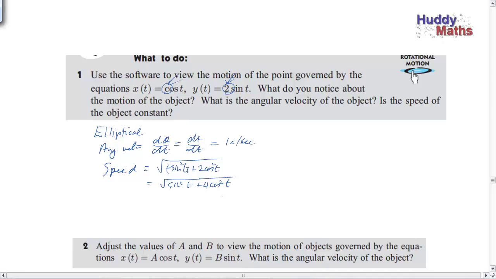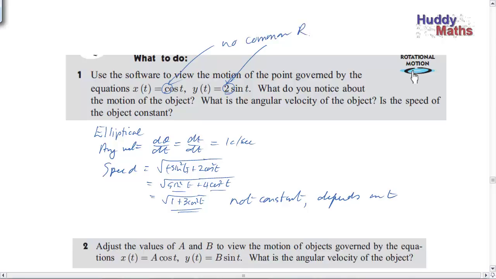So we can't actually get rid of that sine squared plus cos squared. We could say sine squared plus cos squared is 1, so it's 1 plus 3 cos squared t still left over. So it's not constant because of t still being in there. It depends on t. So as we go around, the speed varies now. That's a new one, all coming about because of these two numbers being different. There's no common radius now, common r if you like. You might have a look at that disk there and see the motion.